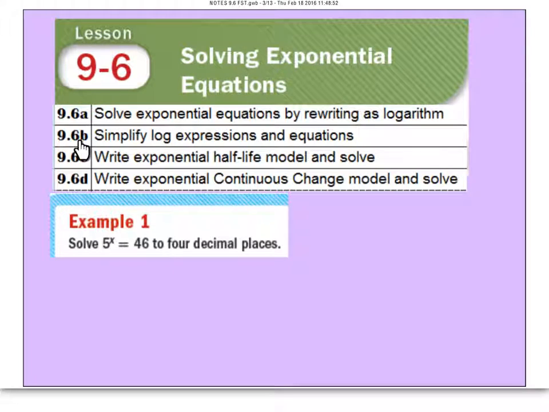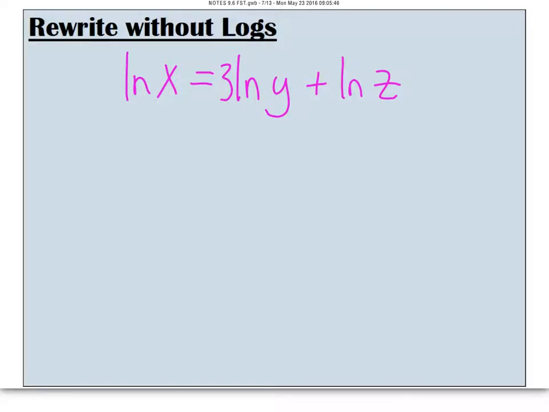In learning objective B, we're going to simplify log expressions and equations. Now here they want us to rewrite without logs. So we can simplify these log expressions so the logs are actually gone. So we're really just condensing it down. So first thing I'm going to do is move the numbers back to become their exponents.